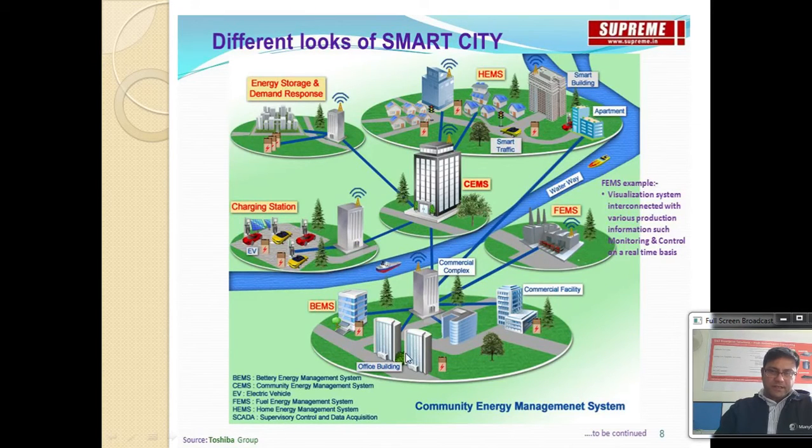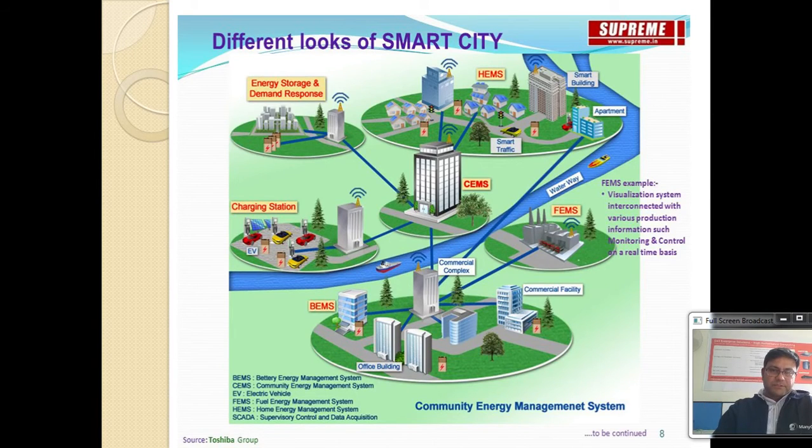The commercial facilities are there. So just have a look at this. The battery energy management system, the community energy management systems, the electric vehicles, fuel energy management systems, the home energy management systems, and all these energy management systems are basically working with the help of a supervisory control system, and a system that also acquires data from the various sensors, that is also popularly known as SCADA systems.